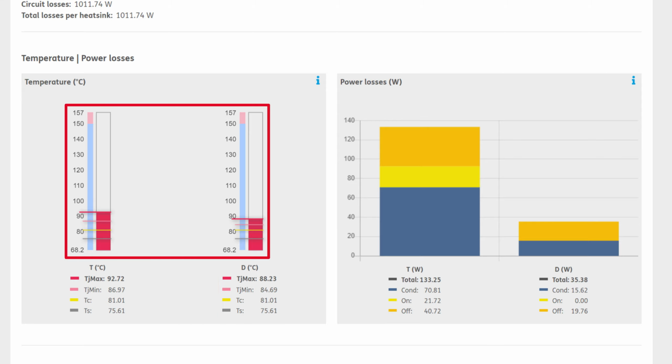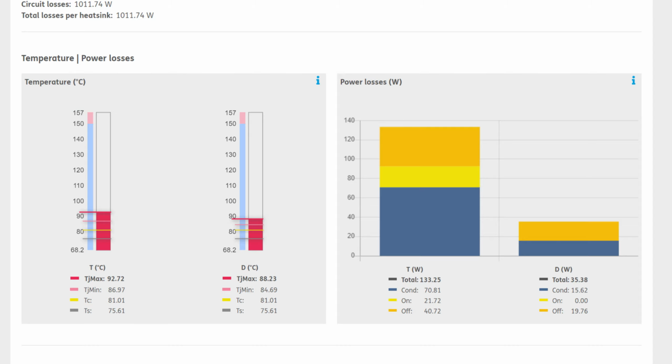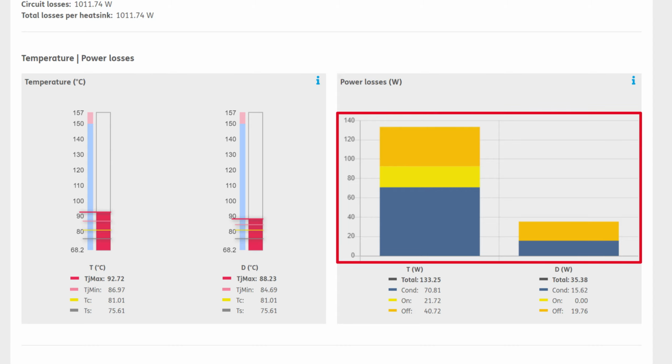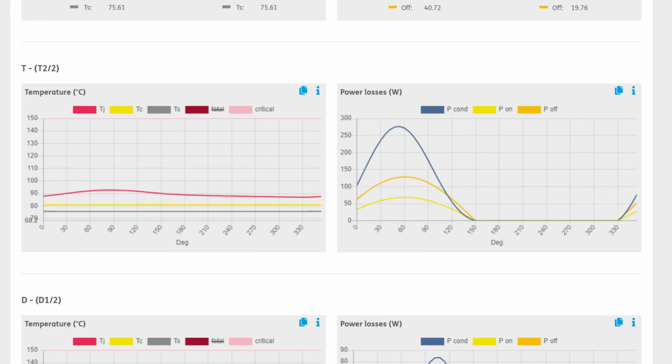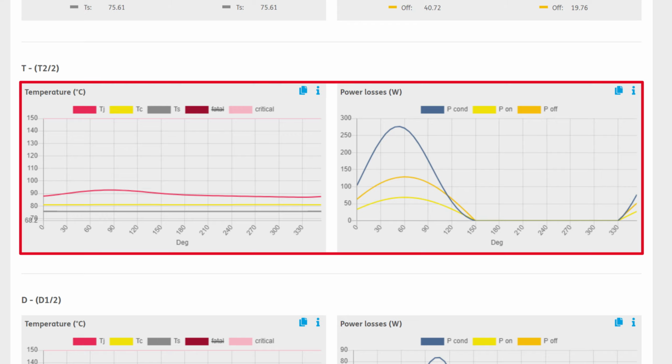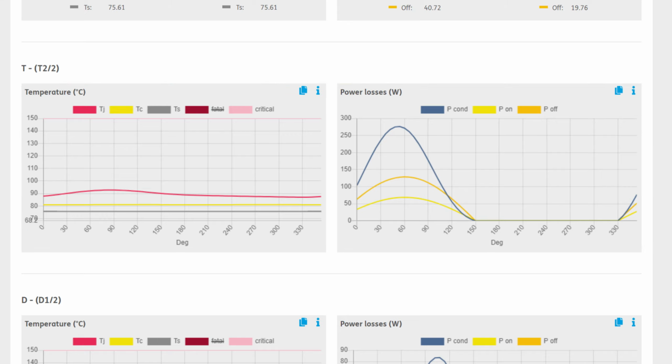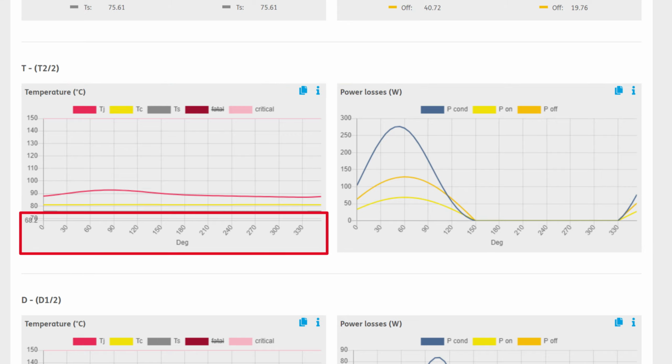The temperatures from the heatsink up to the maximum junction temperature are shown on the right-hand side. The losses per switch are also shown on the right, showing the proportions for conduction and switching losses. Below the bar diagram, you find the graphs of temperatures and losses for one period of the output frequency. The diagrams are given in 360 degrees of a sine function.